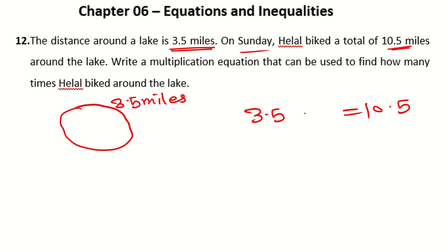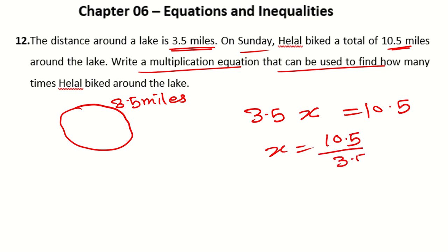So how many rounds has he taken? X. So write a multiplication equation that can be used to find the number of times Hilal went around the lake. So x we have to find here. So x is equal to 10.5 divided by 3.5. You can see here the number of decimal places are same. Here also one place of decimal, here also one place of decimal. So cancel the decimal point.